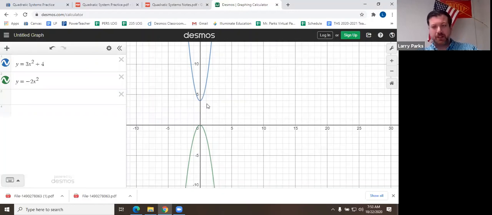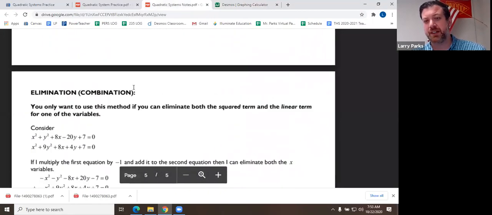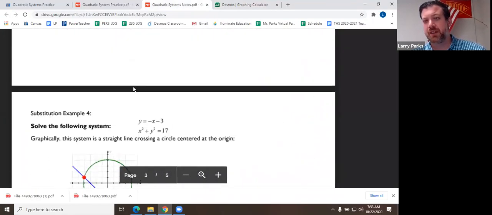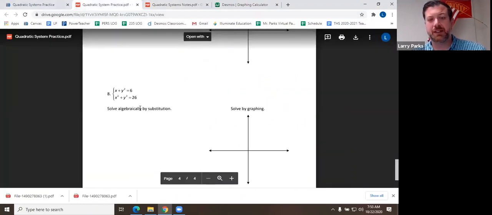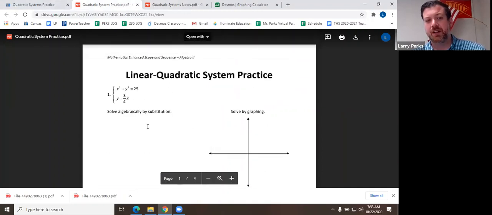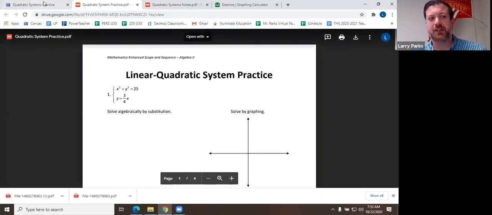All right. I know this was a little bit of a different lesson than what you're used to. There's really nothing else to add. If you want to solve these algebraically, there are the notes. Those are out there. Your practice, once again, you could just type this into Desmos, and you're going to answer how many solutions, what are the solutions. So it shouldn't take you too long.